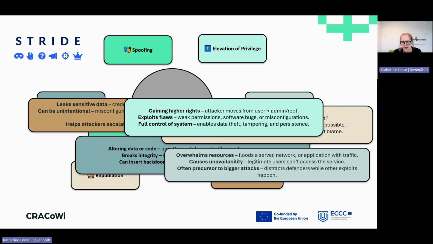Next up, we have denial of service, which is basically overwhelming the system by giving it so much to do that it can't react to authentic users anymore. It causes the system to be unavailable, and it's also a really good distraction technique while you might be doing something else, somewhere else. And the last point of STRIDE is elevation of privilege. This is about gaining more access rights, a higher level of access, so moving from user to admin or root. There are various ways to do this, and it can even lead to the full takeover of the system.